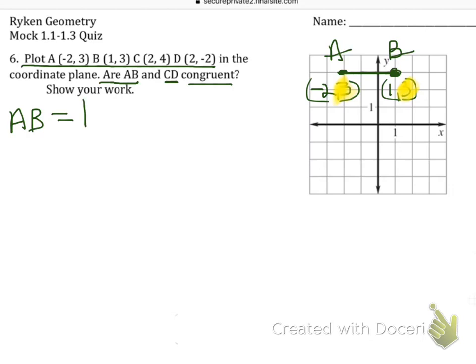1, 2, 3, 4. Okay, so right here at the very top of the grid will be point C. Then I have over 2 down 2. Right here is going to be D. And I'm connecting that with the line segment. So that's D. And I can see visually, it looks to me like those two lengths are probably not congruent.